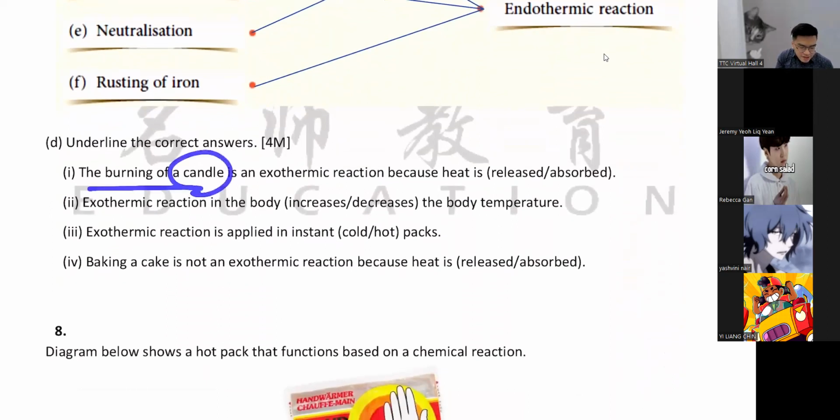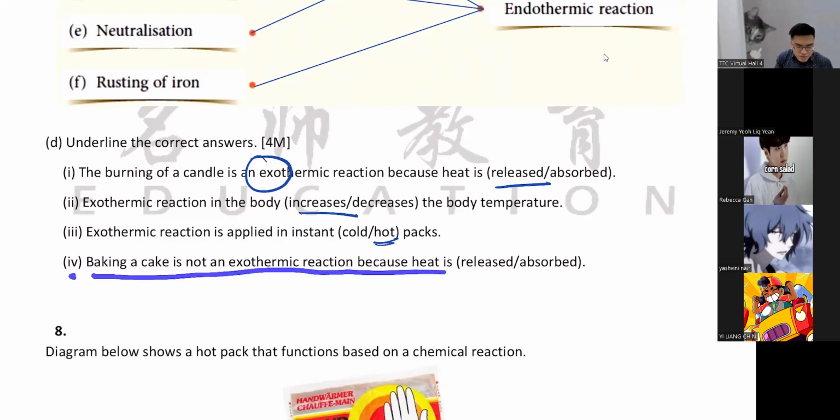The burning of a candle is exothermic because heat is released. Exo. And then number 2, exothermic reaction in the body increases your body temperature. That's why you become hot, right? Number 3, exothermic reaction is applied in hot pack. It makes everything hot. Number 4, baking a cake is not an exothermic reaction because heat is absorbed. Same concept.